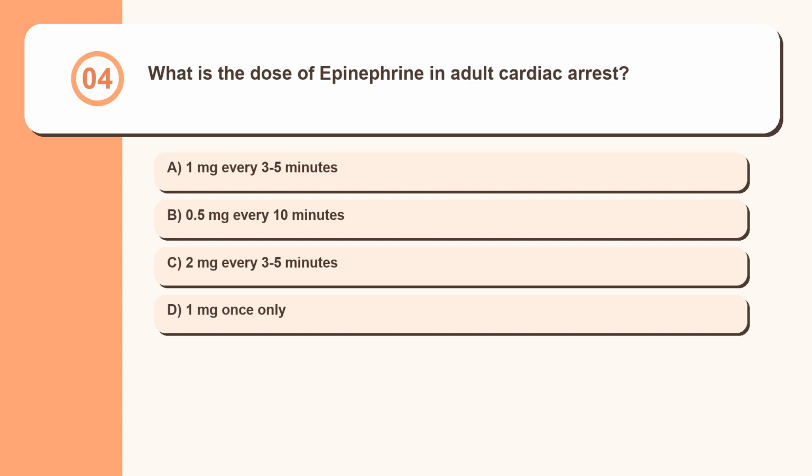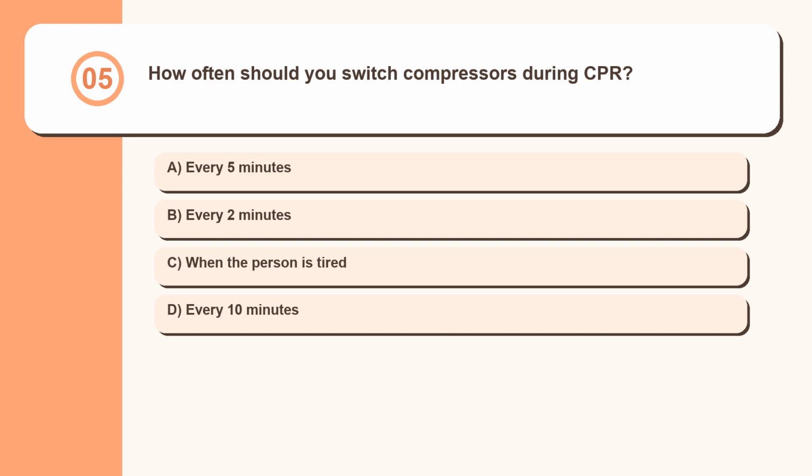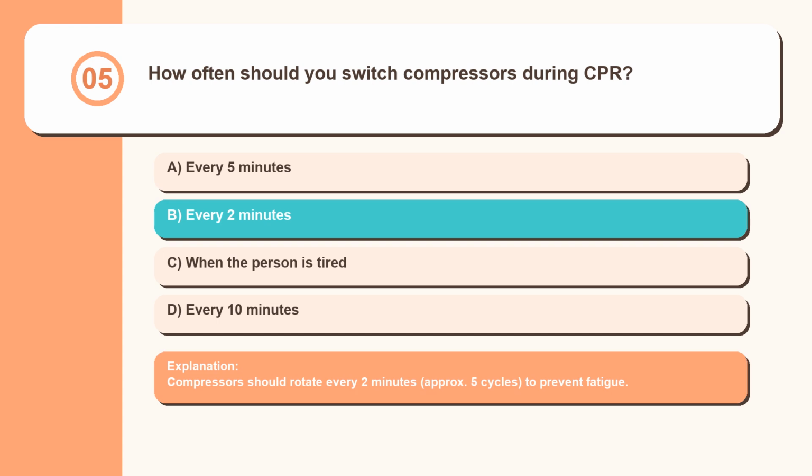Question 4. What is the dose of epinephrine in adult cardiac arrest? 1 mg every 3 to 5 minutes, 0.5 mg every 10 minutes, 2 mg every 3 to 5 minutes, 1 mg once only. The standard dose is 1 mg of 1:10,000 solution every 3 to 5 minutes. Question 5. How often should you switch compressors during CPR? Every 5 minutes, every 2 minutes, when the person is tired, every 10 minutes. Compressors should rotate every 2 minutes, approximately 5 cycles, to prevent fatigue.